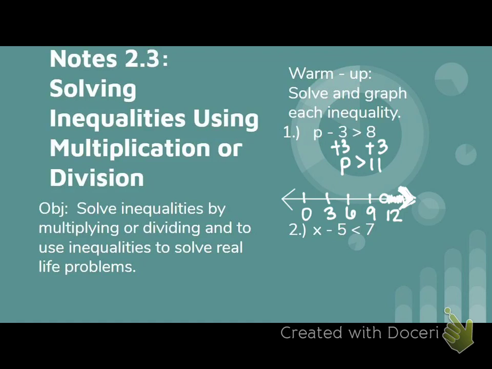Warm-up number 2, how am I going to solve that one? Add 5 on both sides. When I do that, I get x is less than 12. I'm going to count by 4s this time. Works out nicely because I get a 12 on there. Open or closed at 12? Open. There's still no equal to bar, shaded to the, well, which way? Left, because it is less than. Questions, concerns about those?